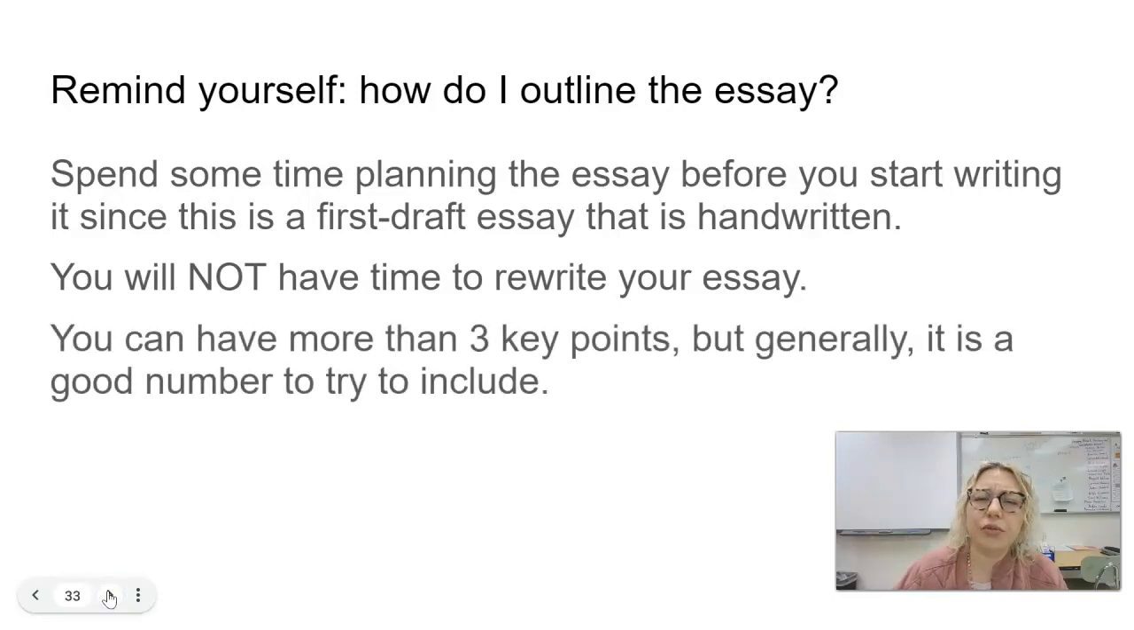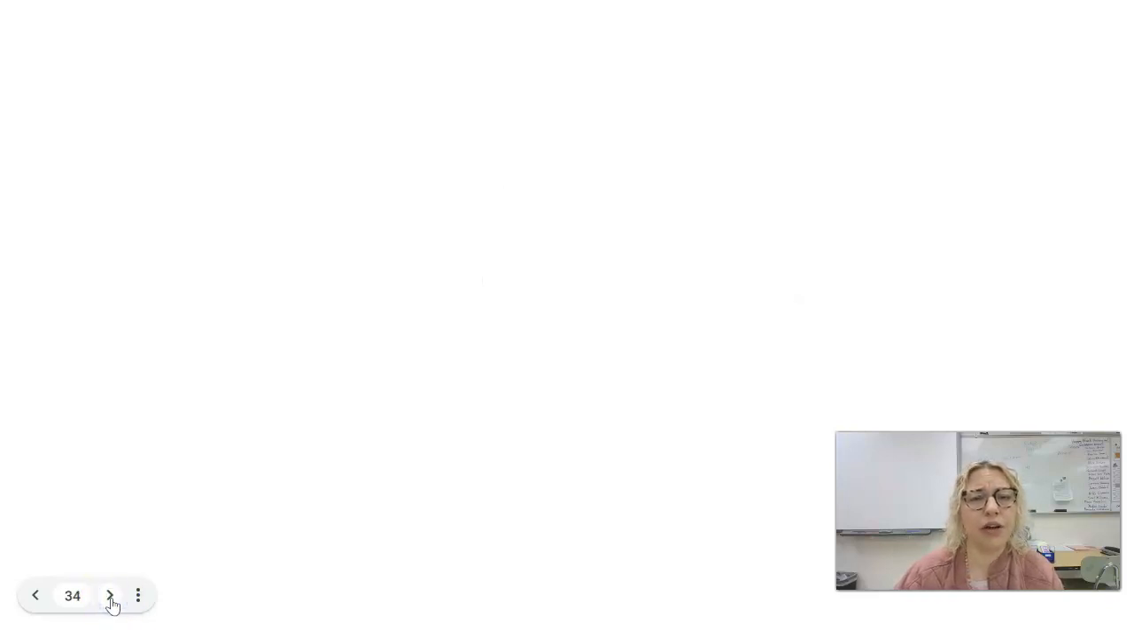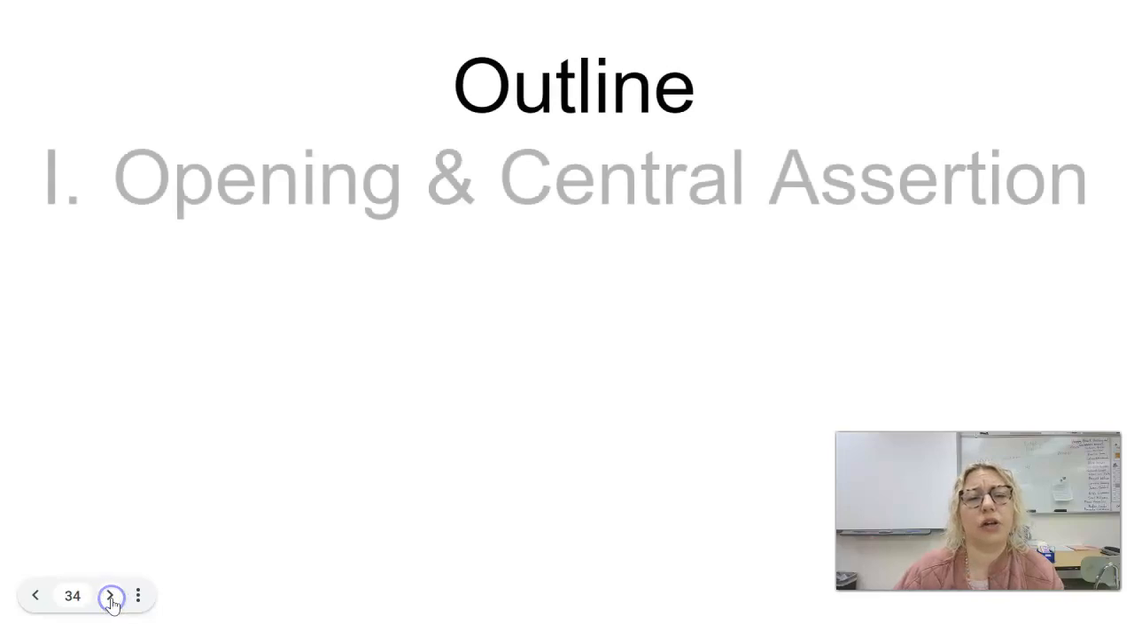You can have more than 3 key points in your essay, but generally it's a good number to try to include if you have 3 key points. You also need an introduction and a conclusion to make the IB examiners happy and give you a high score on criterion C. All right, so the basic outline is going to work like this.